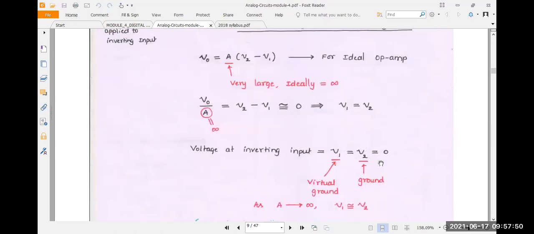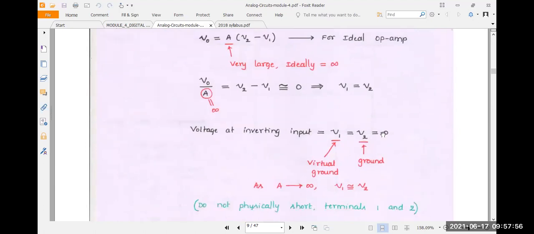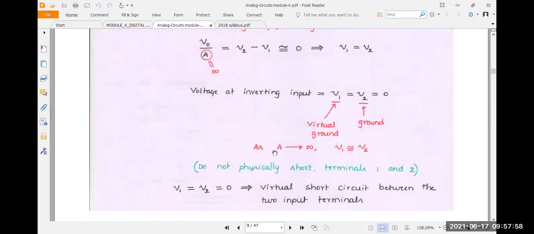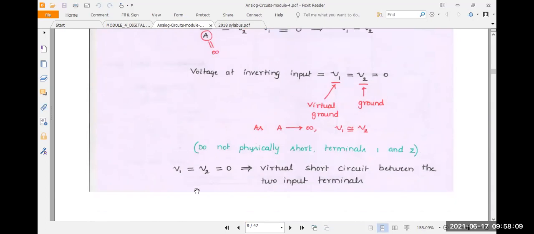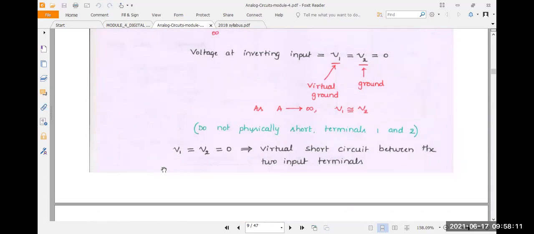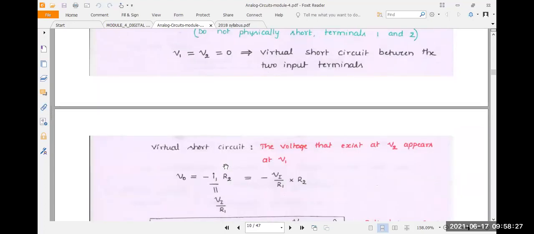So when V1 is equal to V2, V1 is virtual ground and V2 is ground voltage, and the difference should be equal to 0. So the amplifier gain is infinite and V1 is equal to V2. V1 is nothing but a virtual ground, V2 is nothing but a physical ground. Understood?